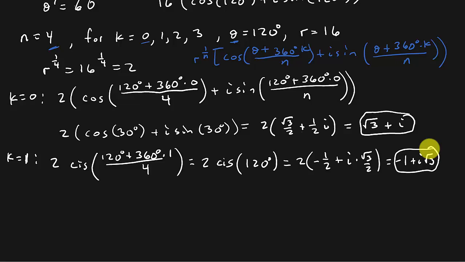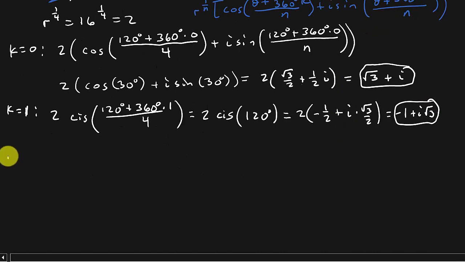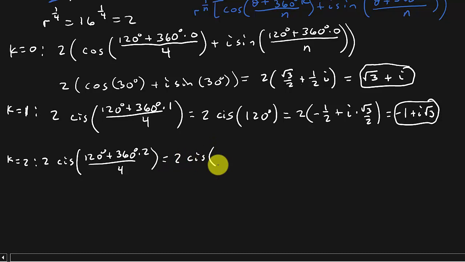for k equals 1. And then we have to do k equals 2. So that's going to be 2. And then that's going to be 120 plus 360 times 2 over 4. And then let's see, what is that when we put that in our calculator? That's 210.